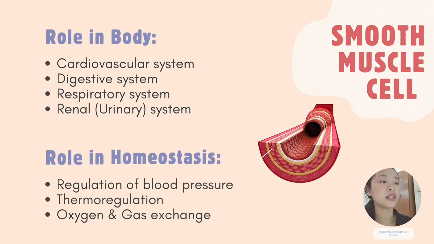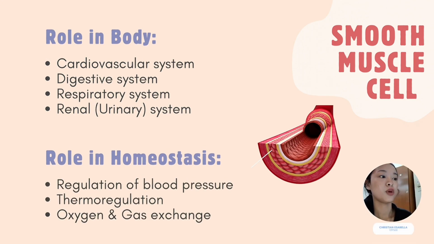So the role for this body is in the cardiovascular system, where the cells line blood vessels and control their diameter. By contracting or relaxing, they regulate blood flow and the blood pressure. And the second is in the digestive system, where the cells produce peristaltic movements that push food through the esophagus, stomach, and intestines, allowing the digestion and absorption to occur.